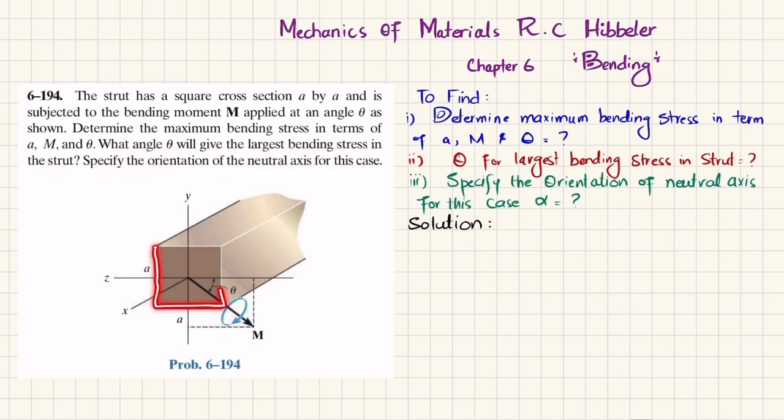So this is a square strut having side A by A and it is applied with a moment here at angle theta from the z axis. So you have to find the maximum bending stress in terms of A, M, and theta. You have to find theta for the largest bending stress, and you have to determine the neutral axis for this case. So let's start with the solution.